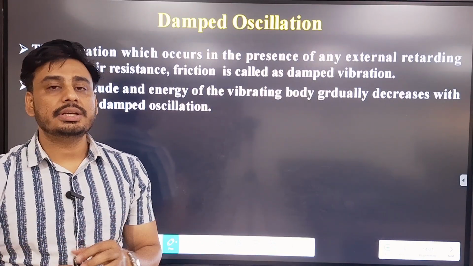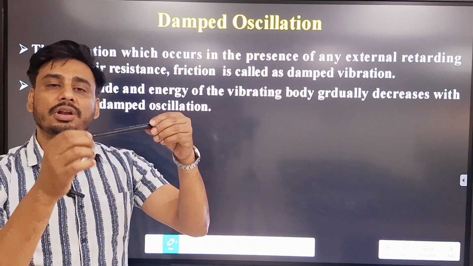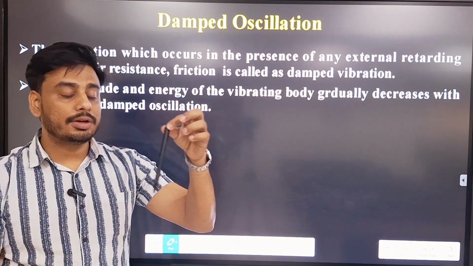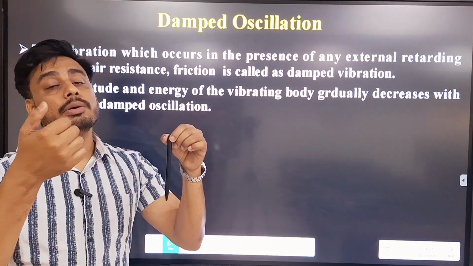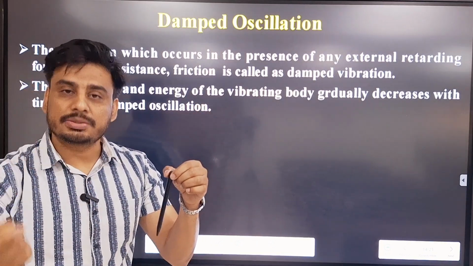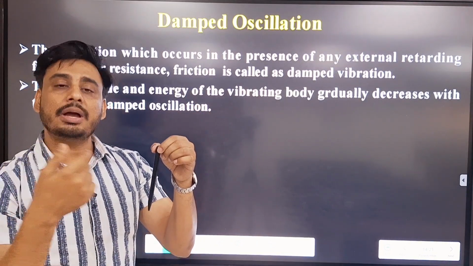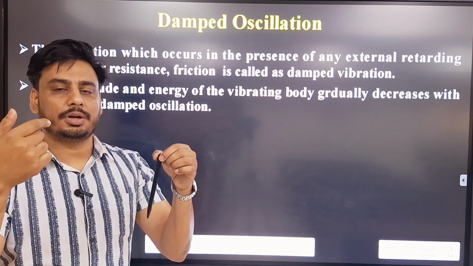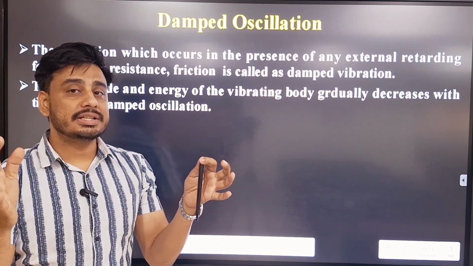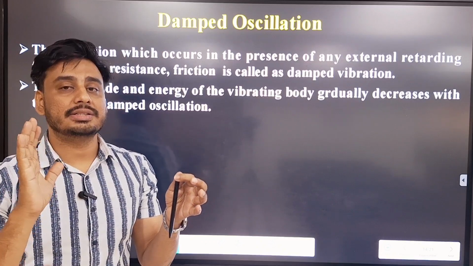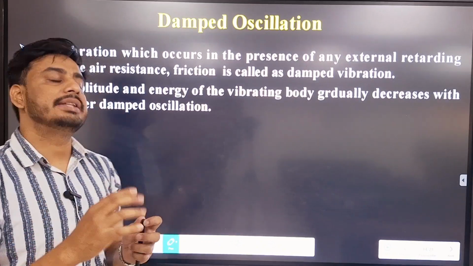The best example is the simple pendulum. If we move the simple pendulum from one point and then leave it, it will oscillate, but it will not return to the position it achieved in the previous vibration. In the first vibration, if it moves 10 centimeter from the mean position, in the second vibration, due to the presence of air resistance, there will be a slight decrease. The distance traveled will be less than 10.